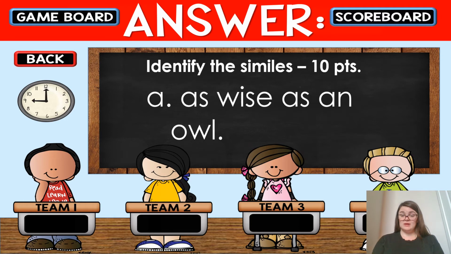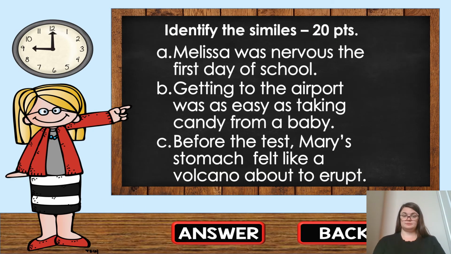Your answer should have been that your teacher is as wise as an owl. That's comparing your teacher to an owl because they're both smart. Now you can identify the similes here. Again, it could be more than one.